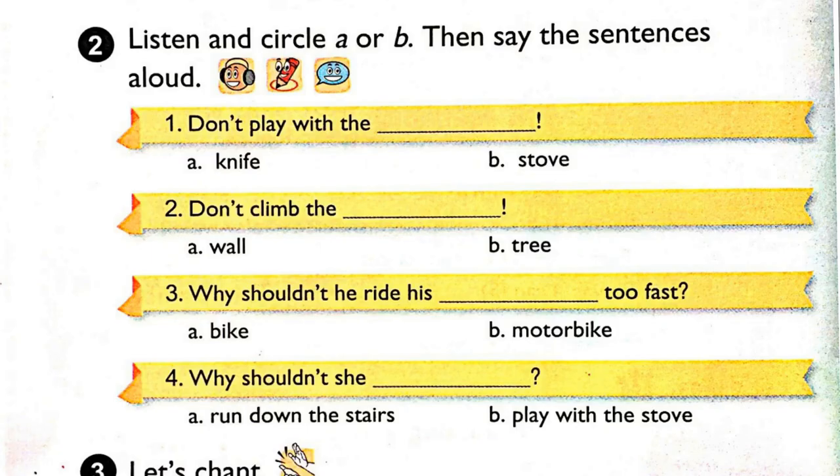Page 16. Activity 2. Listen and circle A or B. Then say the sentences aloud. 1. Don't play with the knife. 2. Don't climb the wall. 3. Why shouldn't he ride his motorbike too fast? 4. Why shouldn't she play with the stove?